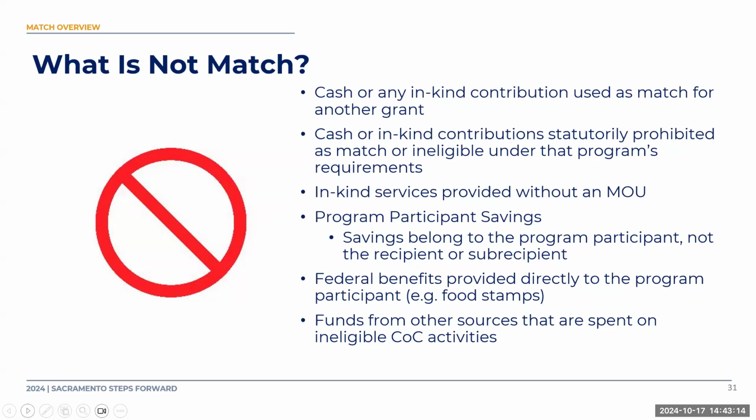If you help people who are in the project create savings accounts and they put money in it every month to use after they exit the project for whatever costs they've identified they might have, those are not match either. Anything that belongs to the program participant is not match. So if someone has food assistance, not match. If they have a savings account, that's not match. Federal benefits, like food assistance or even sometimes utility assistance, if it's directly to the person and not to the project, then it's not match. And like I've said, if it's ineligible for the CoC program, it's probably helpful, but it's not going to be considered match. So we'll go to the next slide.